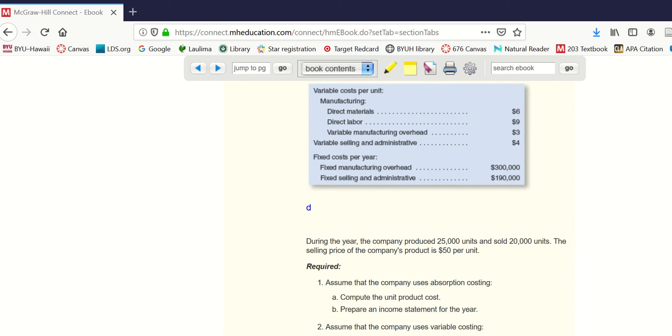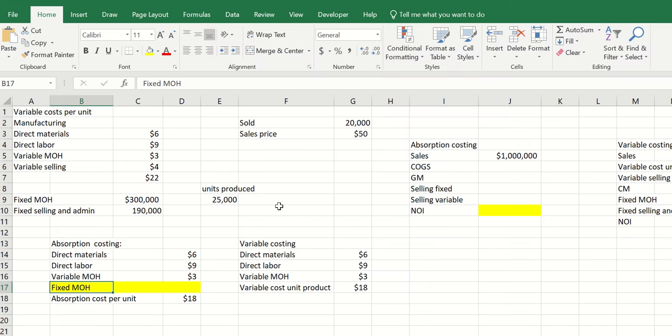And so the only difference between those two, if we look at my Excel sheet, is that for absorption costing, we have direct materials, direct labor, variable overhead, but we also want to include the fixed overhead. And then for variable costing, we do not want to include the fixed manufacturing overhead. So that's the difference there. So our variable costs per unit, if we sum these three up, will be $18 per unit.